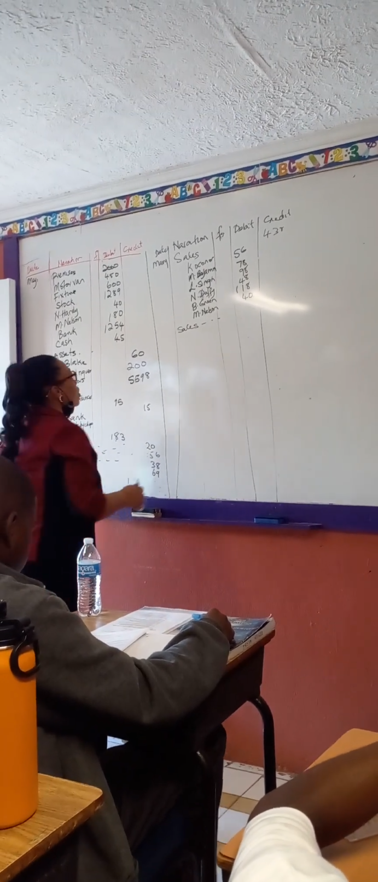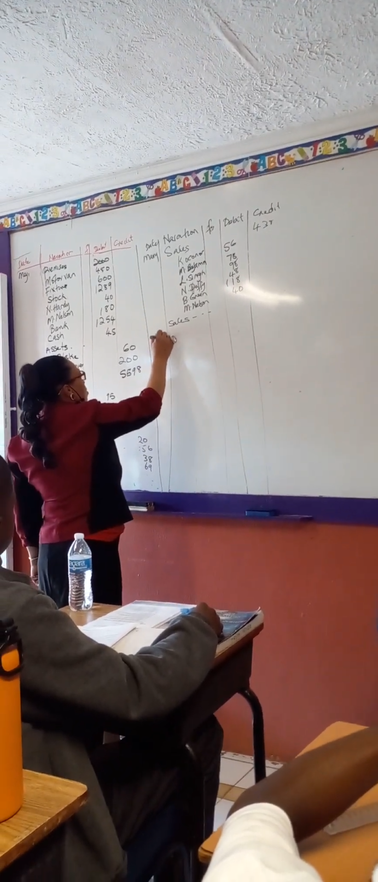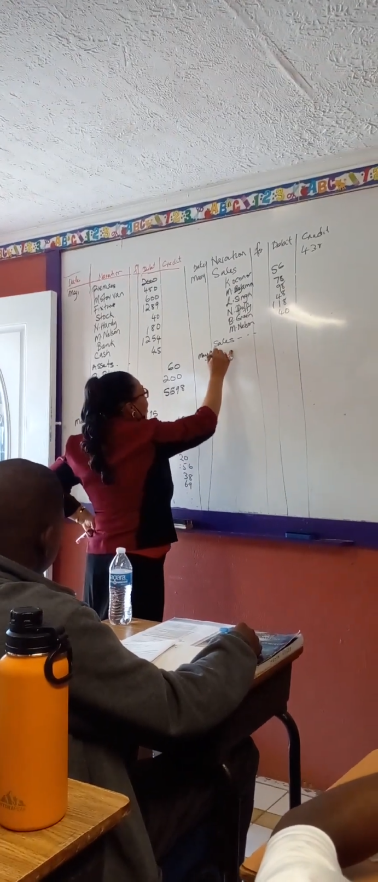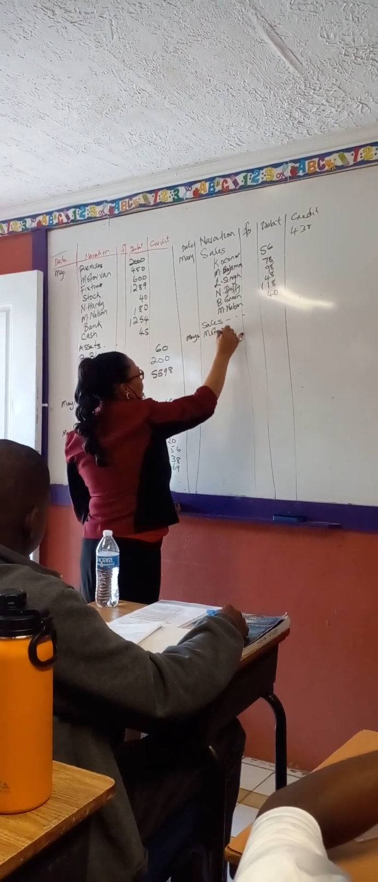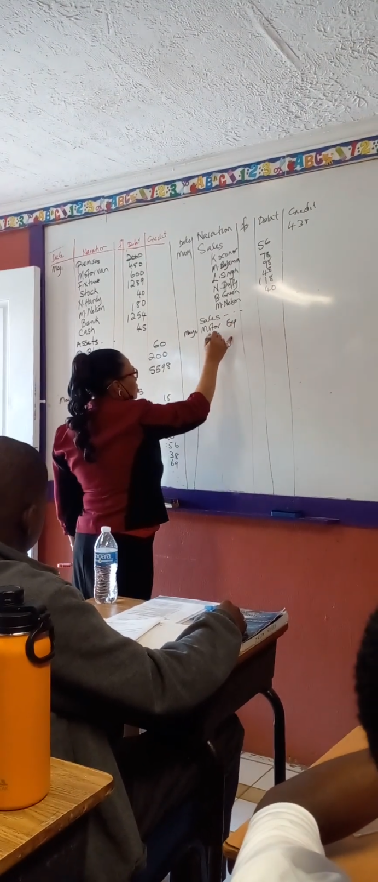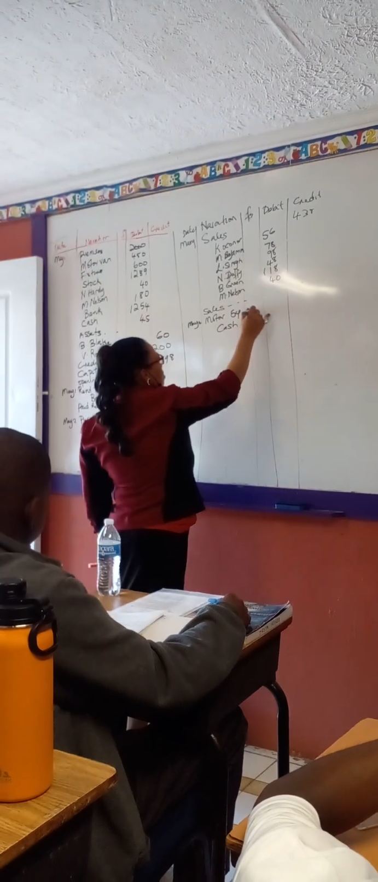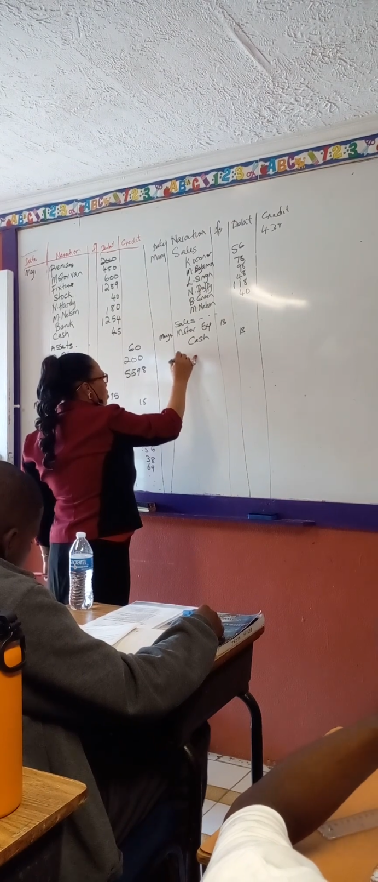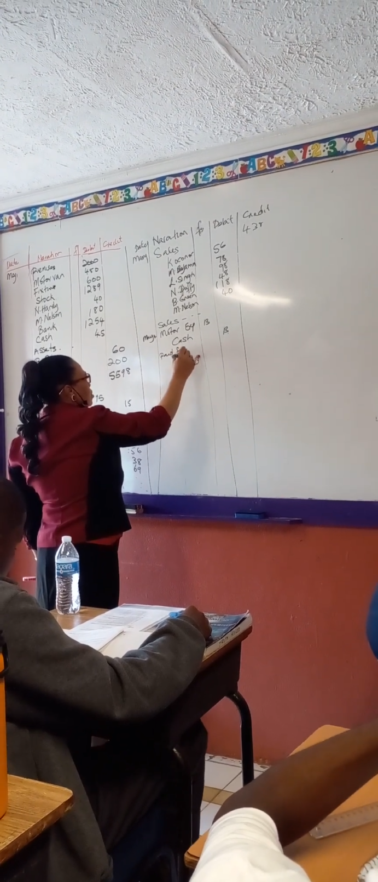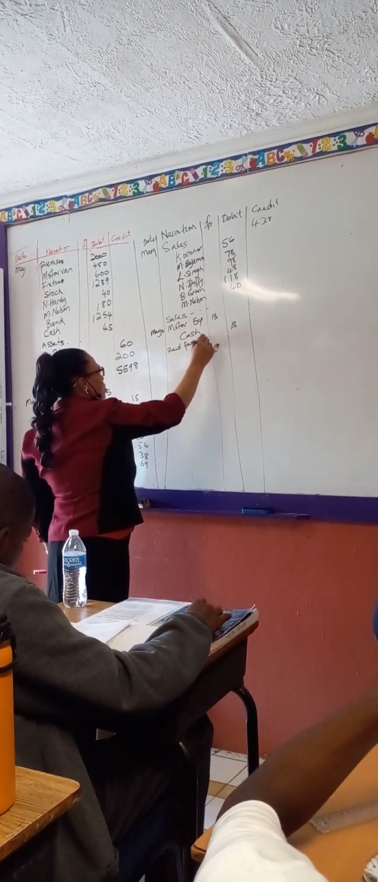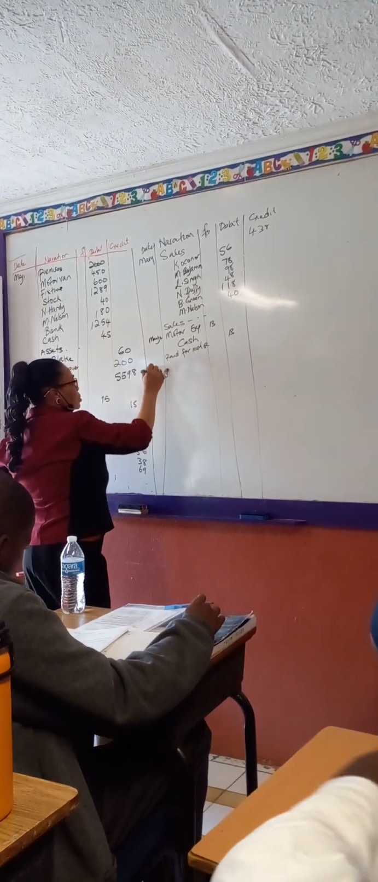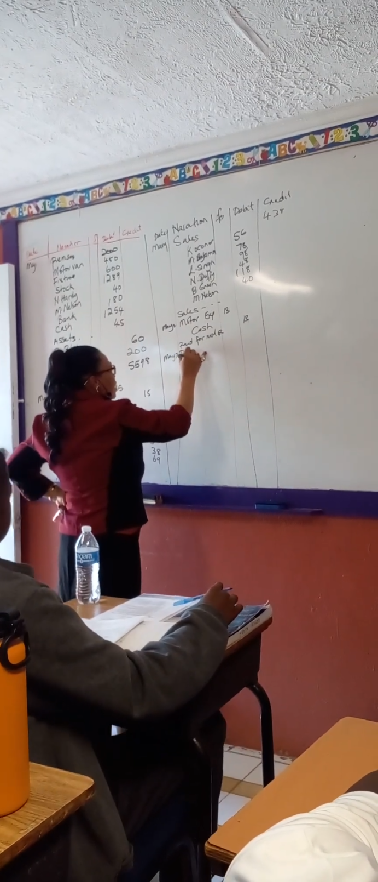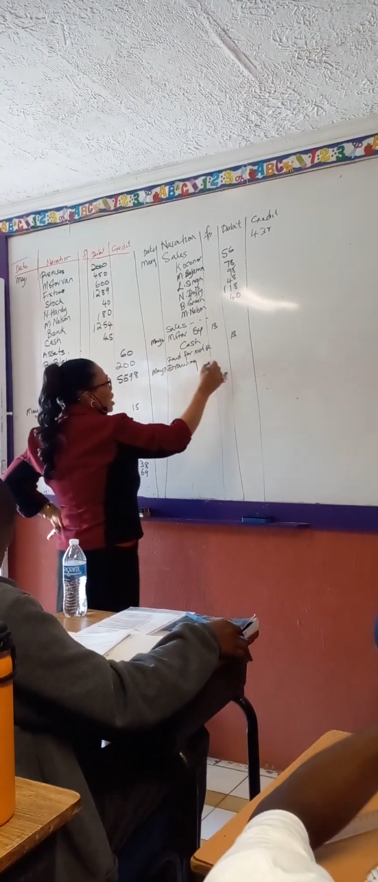May 4th, paid for motor expenses in cash. May 4th, I'm going to debit motor expense and credit cash. Next. May 7th, cash drawings by proprietor, $20. I'm going to debit drawings and credit cash.